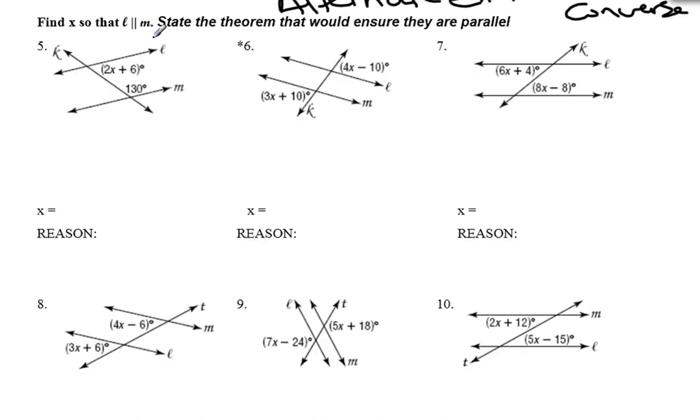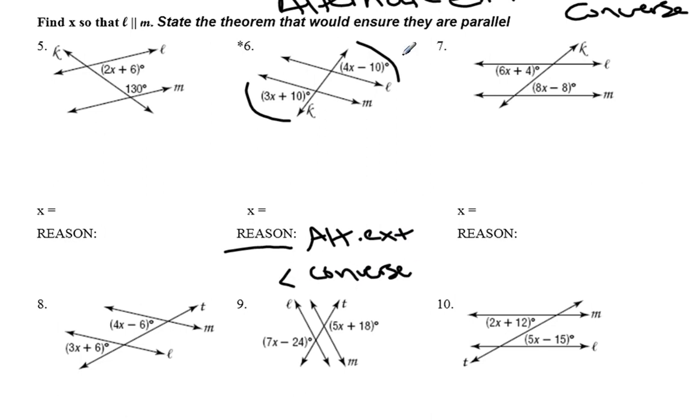Number 6 says find X so that L is parallel to M. So how can we make sure that L is parallel to M? Well, L will be parallel to M if alternate exterior angles are congruent. So the reason that we're going to find X here is the alternate exterior angle converse. And that says that if alternate exterior angles are congruent, then the lines that form them are parallel. So L would be parallel to M. Now, in order to ensure that they're parallel, we have to make sure that they're congruent.